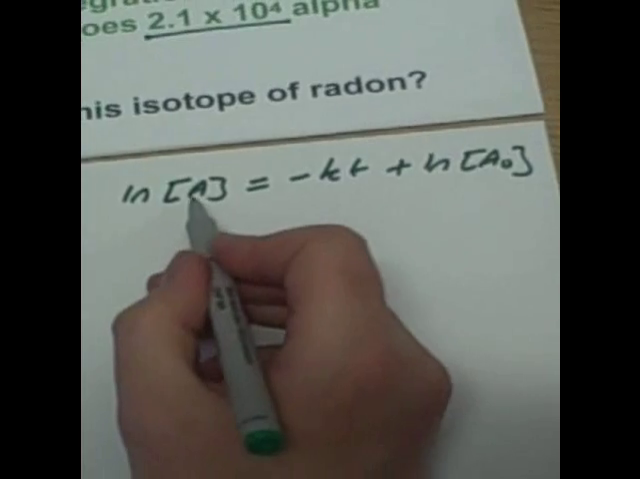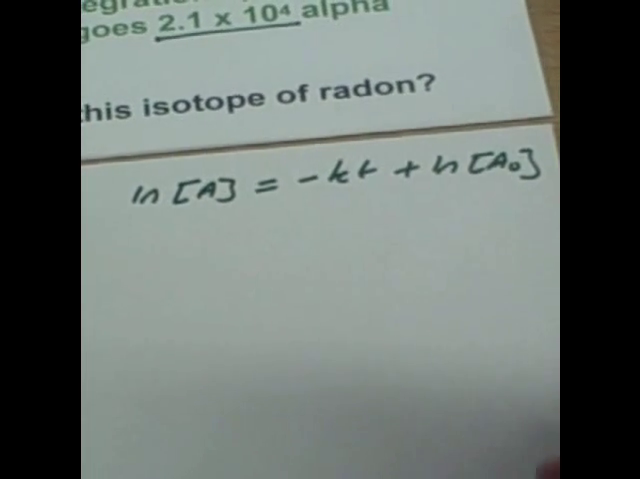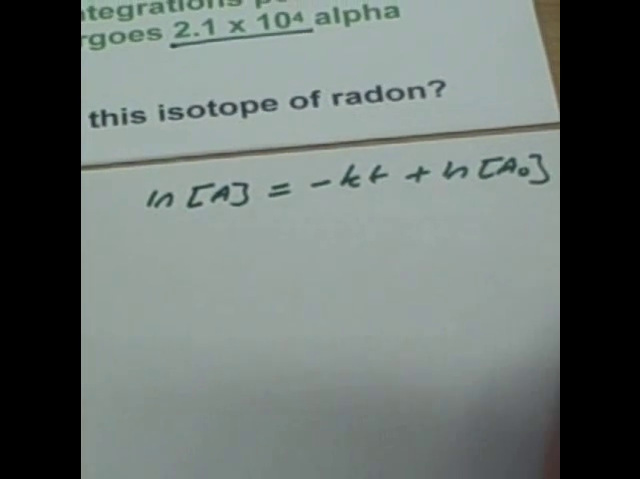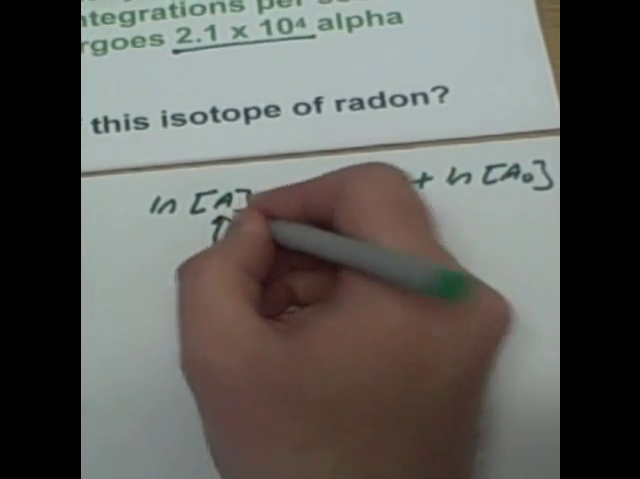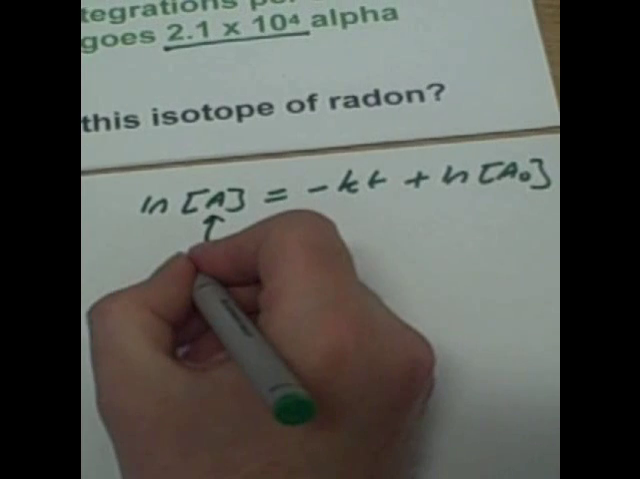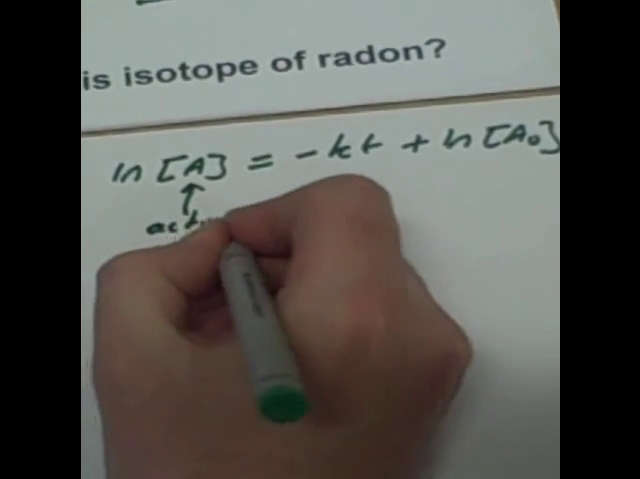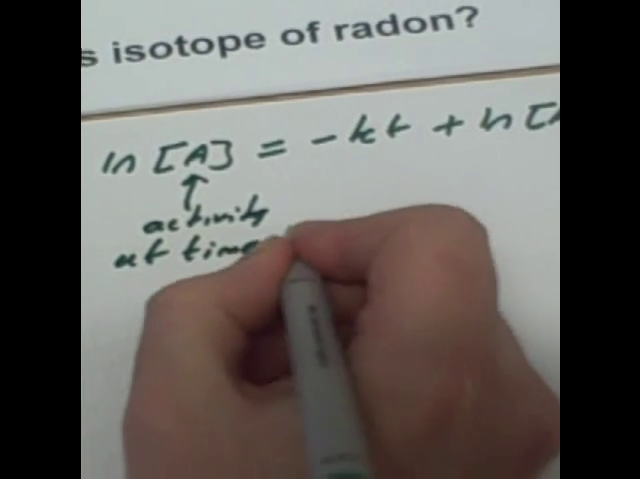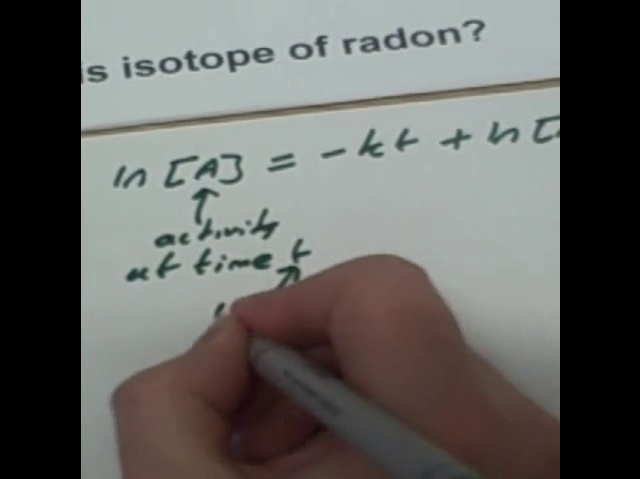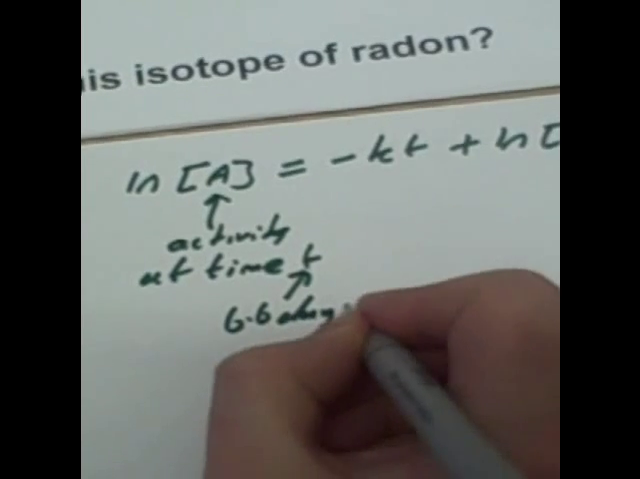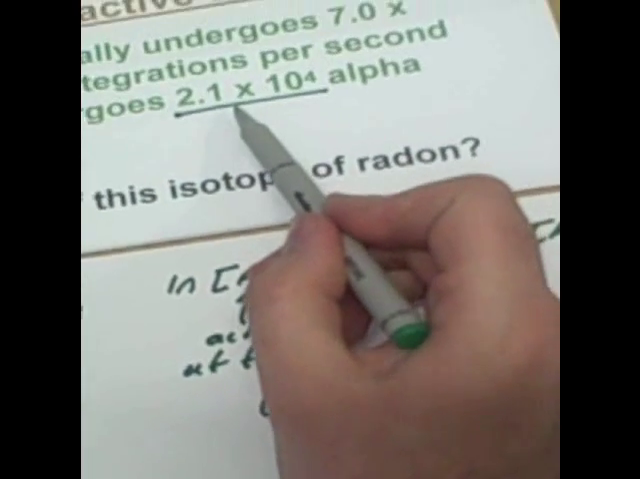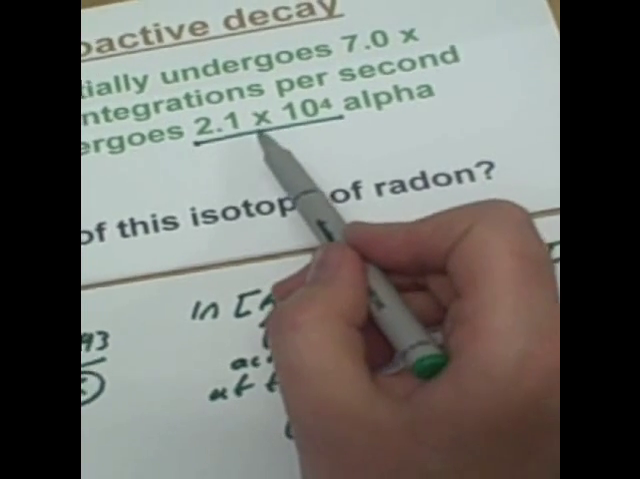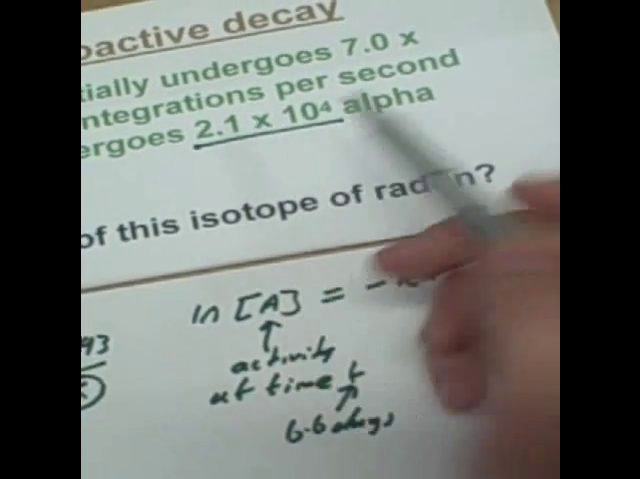Now, in this case, what we've got here is the natural log of A equals minus kt plus the natural log of A0. Now, what do all these things mean? Well, A is about activity, and in this case, it's the activity of our sample at time t, which in this case is 6.6 days. And we know from the question we're dealing with 2.1 times 10 to the 4 alpha particle disintegrations per second after 6.6 days. So that's going to be that figure.